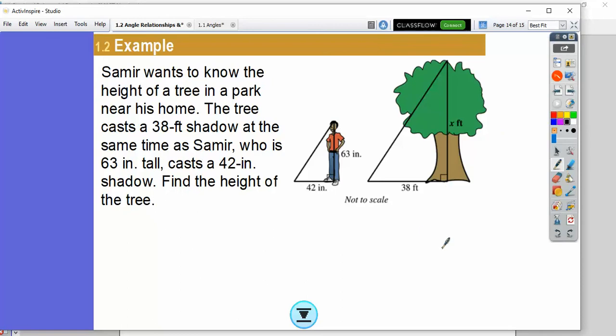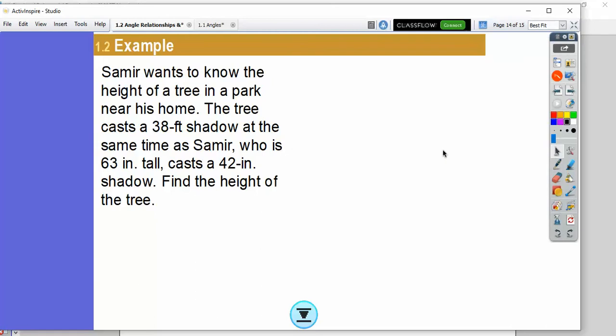Okay. I should not give you the picture. We should draw our own. Okay, Samir wants to know the height of a tree in a park near his home. The tree casts a 38-foot shadow. So if I'm drawing a picture here, I've got my tree, and I am quite the artist, so you know this is going to be beautiful.